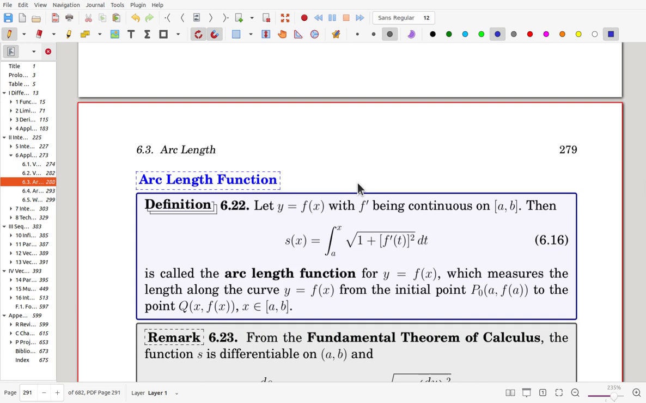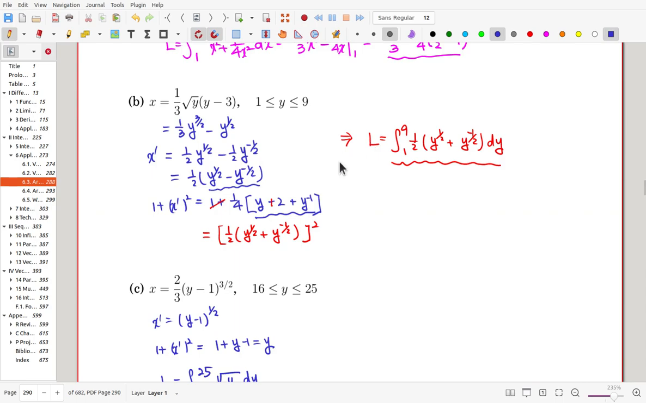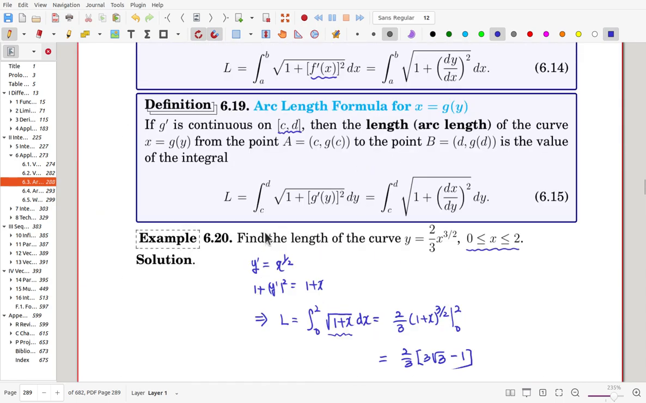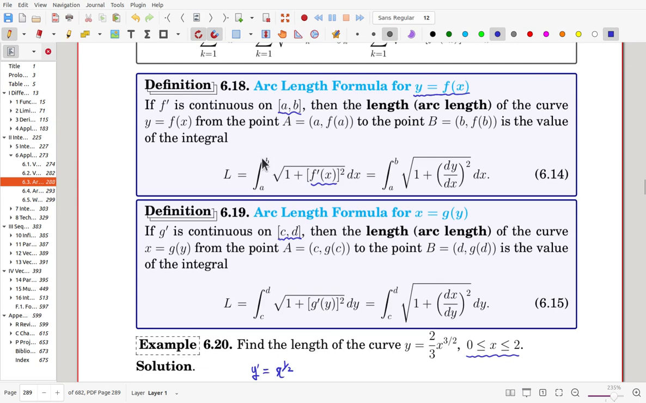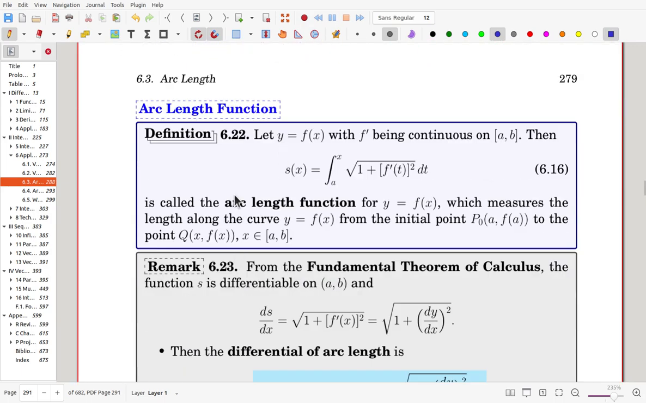Okay, here we'll define the arc length function. Originally, the arc length from a to b is given by an integral from a to b. Now we try to compute the arc length up to some point x between a and b. Then that is the arc length function. So S of x is defined in this way.